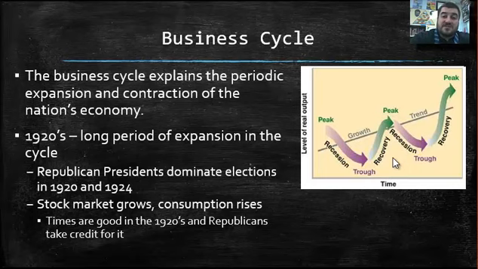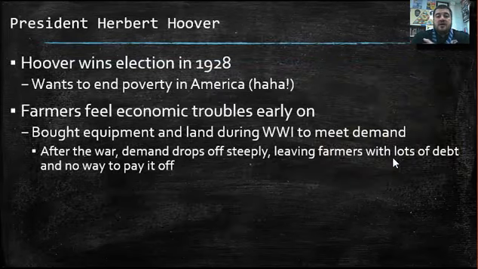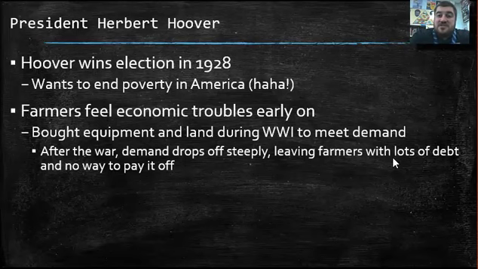In the 1920s, we had a long period of the expansion in the cycle. Republican presidents dominate at the polls in 1920 and 1924 and 1928 with Hoover. The stock market grows, consumption rises, and times are good in the United States. And the Republicans take a lot of credit for that. Herbert Hoover wins election in 1928, and he actually wants to work towards eliminating poverty in America. Ha ha, after what happens next.